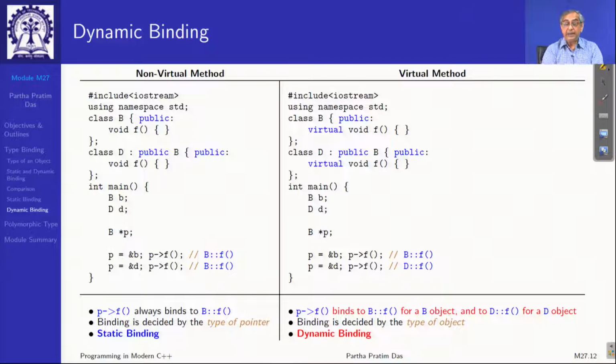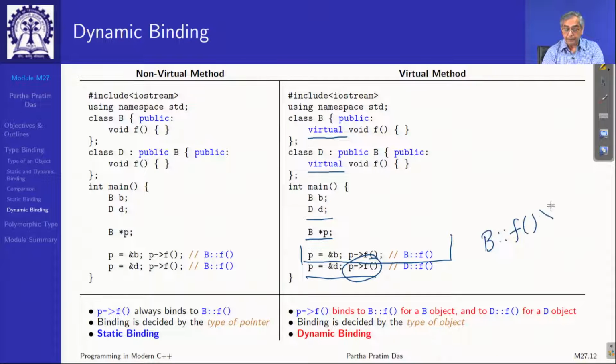Now, how can we change this scenario? There is a very simple way to change this. All that you need to do is to put a keyword virtual before the function signature, everything else is same. Up to this point there is no difference. But if you do this, and p you have set to the address of a D object and you do p pointer f, it does not call B::f. Instead, it calls D::f.